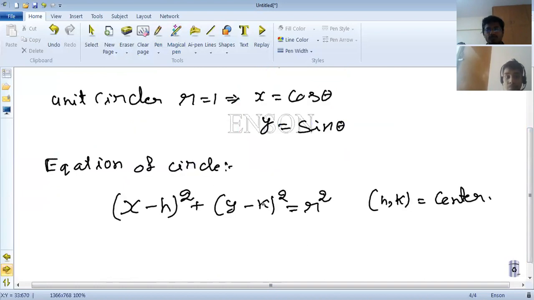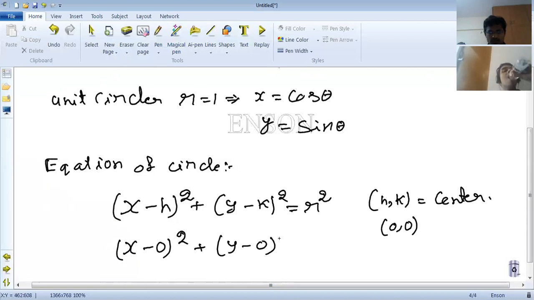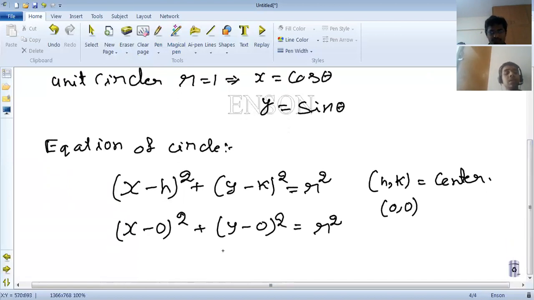Now plug those 0 comma 0 instead of h comma k. Then you will get this type of equation, which will be x squared plus y squared is equal to r squared. x squared plus y squared equal to r squared.